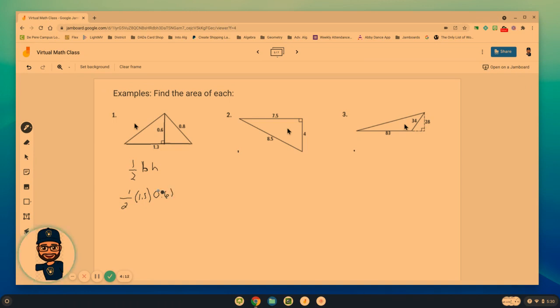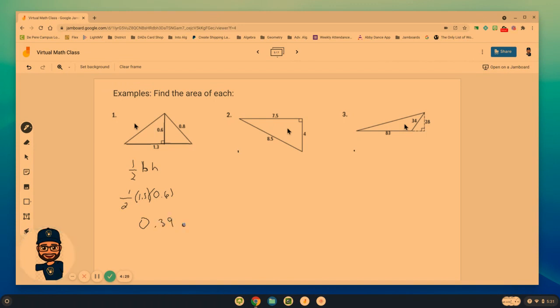0.6. And with some of these that are decimals, you're probably definitely going to have to use your calculator. Nothing wrong with that at all. So 1/2 times 1.3 times 0.6, and we get 0.39.